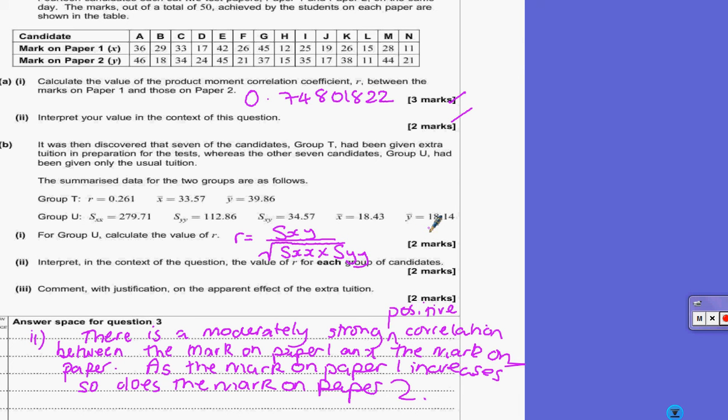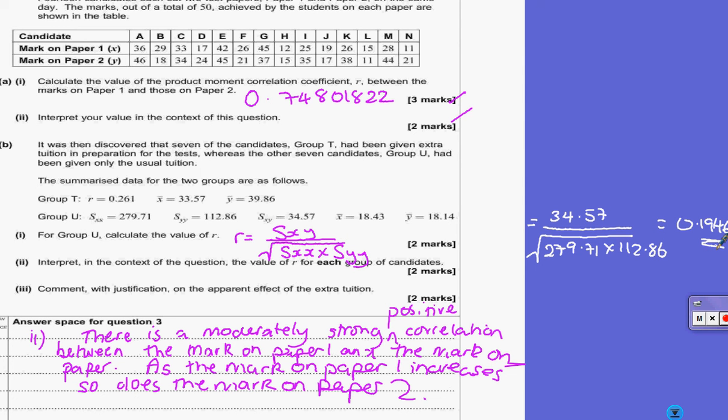Okay, so I'm going to change this. So that equals 34.54 divided by the square root of, if you've got your new GCSE calculators, this is when to use them, 112.86, and that equals 0.1946. Okay, that's the answer we're looking for.